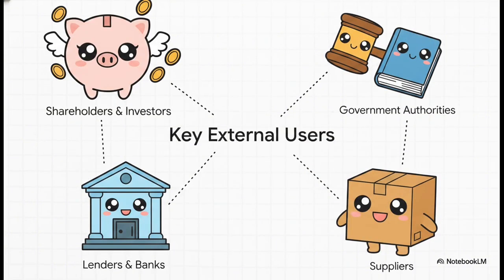Now, why go through all this heavily regulated effort anyway? Well, it's to satisfy external users. Think about it. Shareholders want to know how profitable the business is to ensure they get their dividends, right? Lenders and banks need to check your solvency before they even think about advancing a loan. Government authorities are checking up on legal compliance and tax reporting, and suppliers want to know your financial stability before selling to you on credit. None of these groups actually work inside the company, so they rely entirely on the accuracy of these financial accounts.